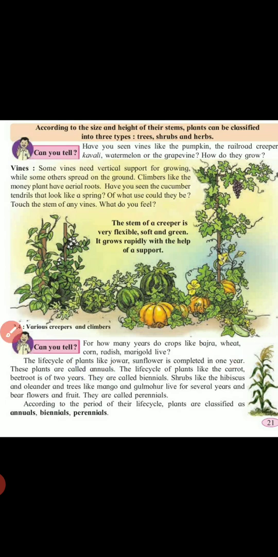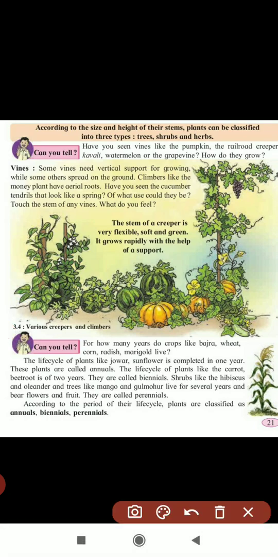Next is the life cycle of plants. Plants like carrot and beetroot live for 2 years, so they are called biennials. The shrubs like hibiscus and oleander, and trees like mango and gulmohar, live for several years and bear flowers and fruits. They are called perennials, which means their life is for several years.